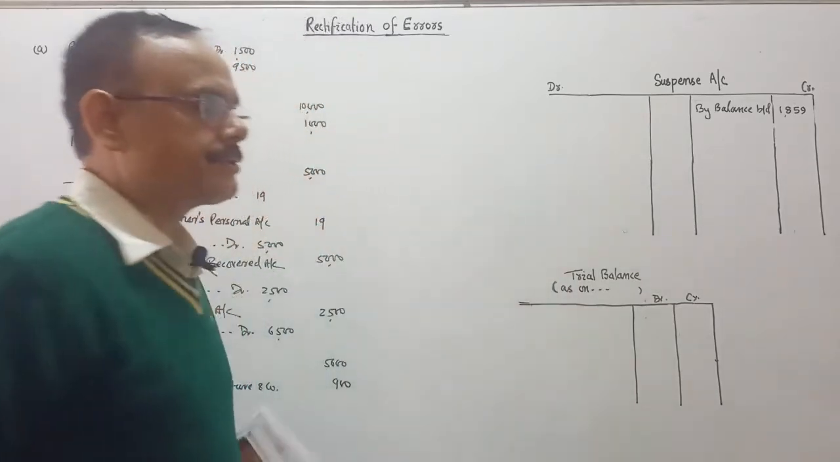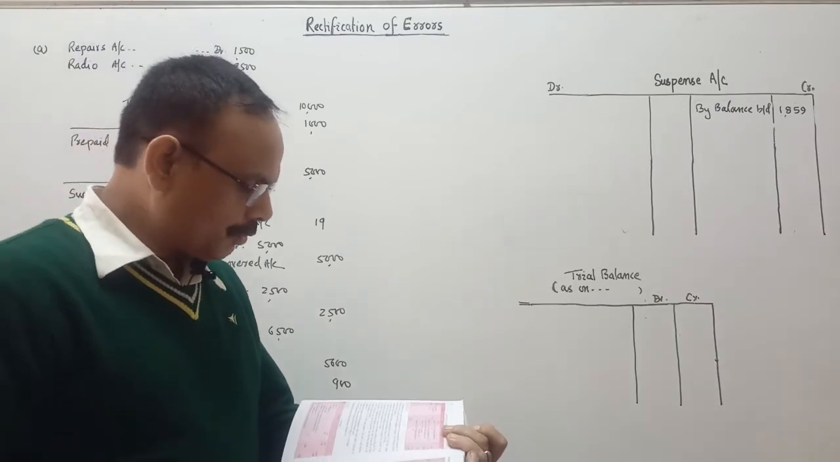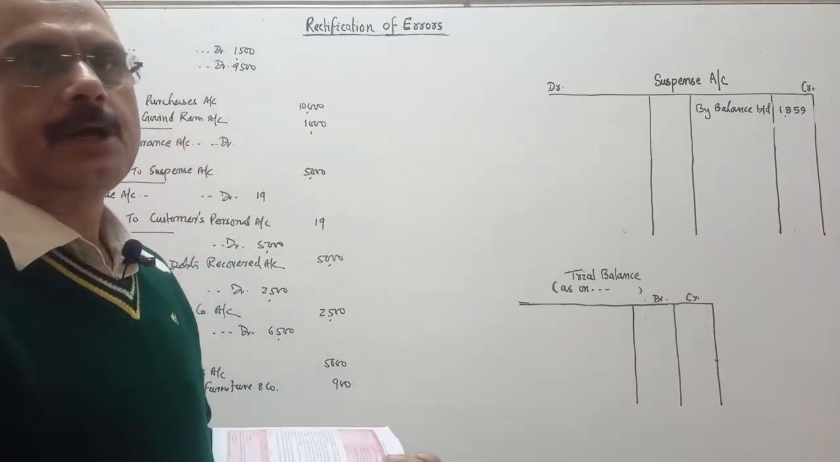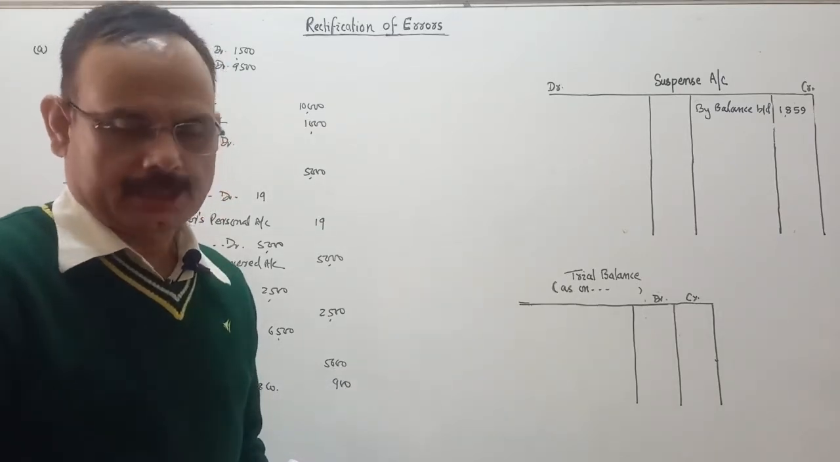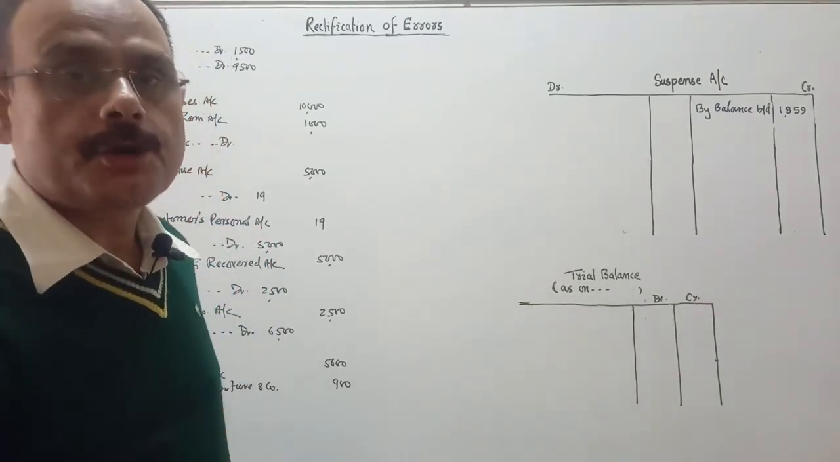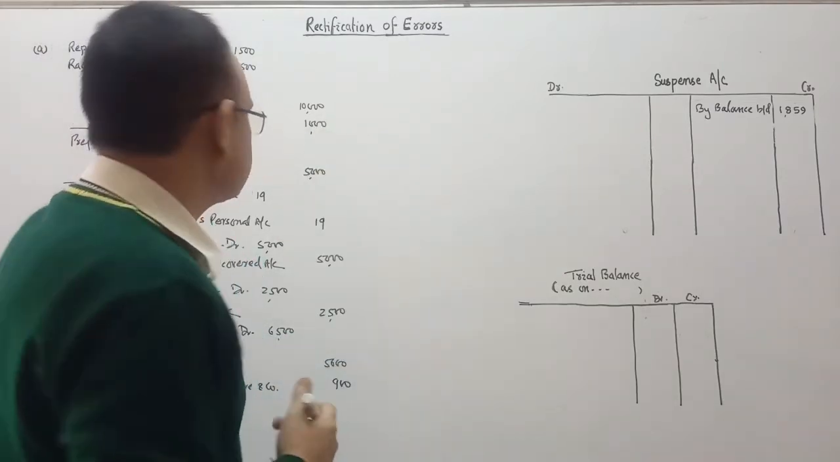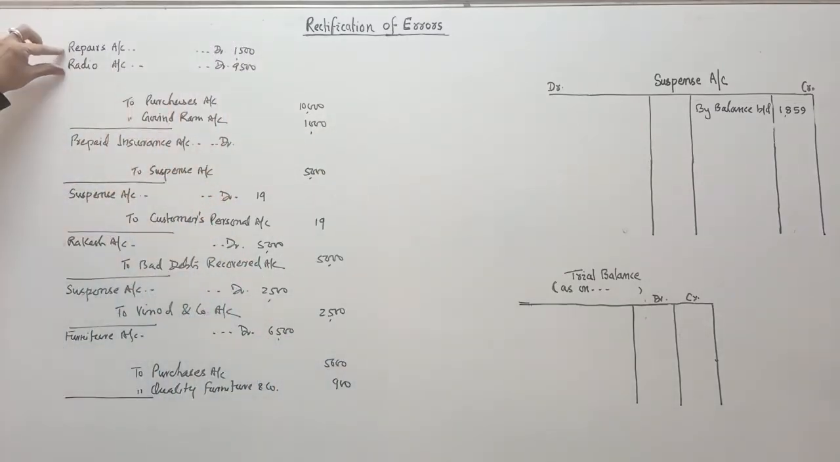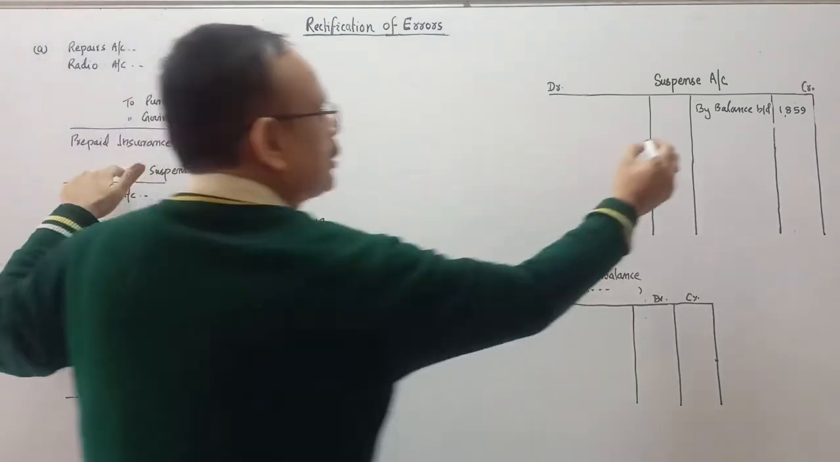Now coming to the next error: the rest of the difference was due to wrong total in the sales account in the ledger. The amount is not given, so we will derive this amount from the suspense account. We start posting in the suspense account. In the first entry, there is no suspense, neither on debit nor on credit side. Here suspense is on credit, so we will do the posting on the credit side of the suspense account.